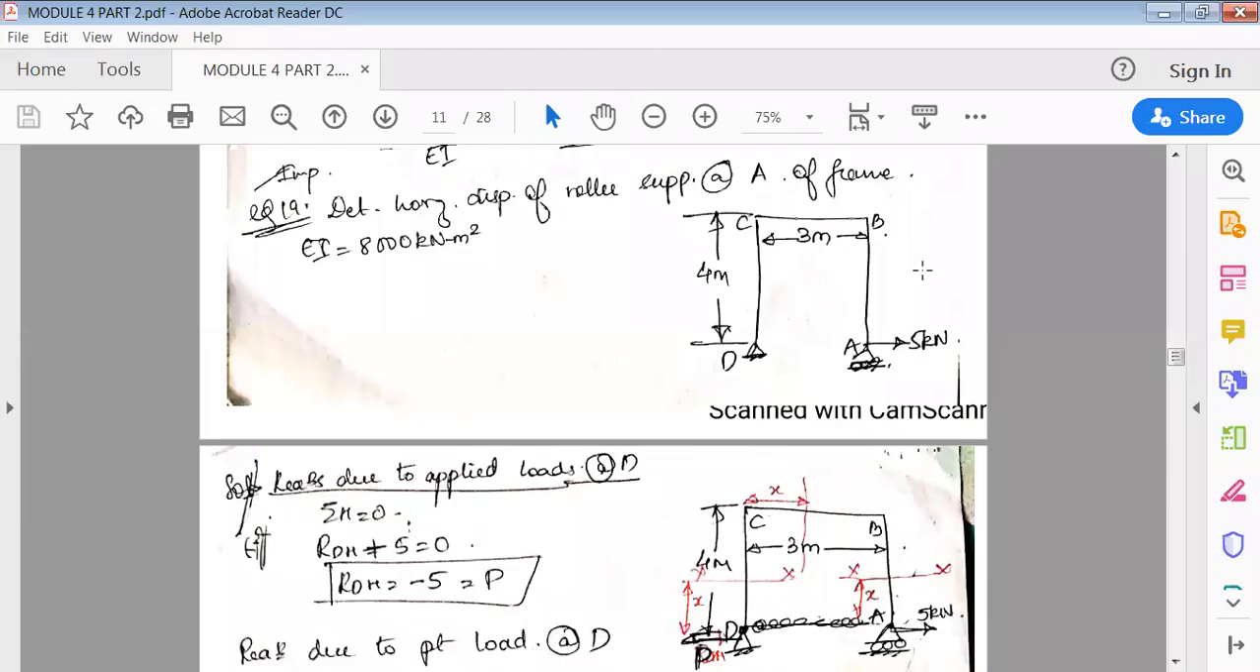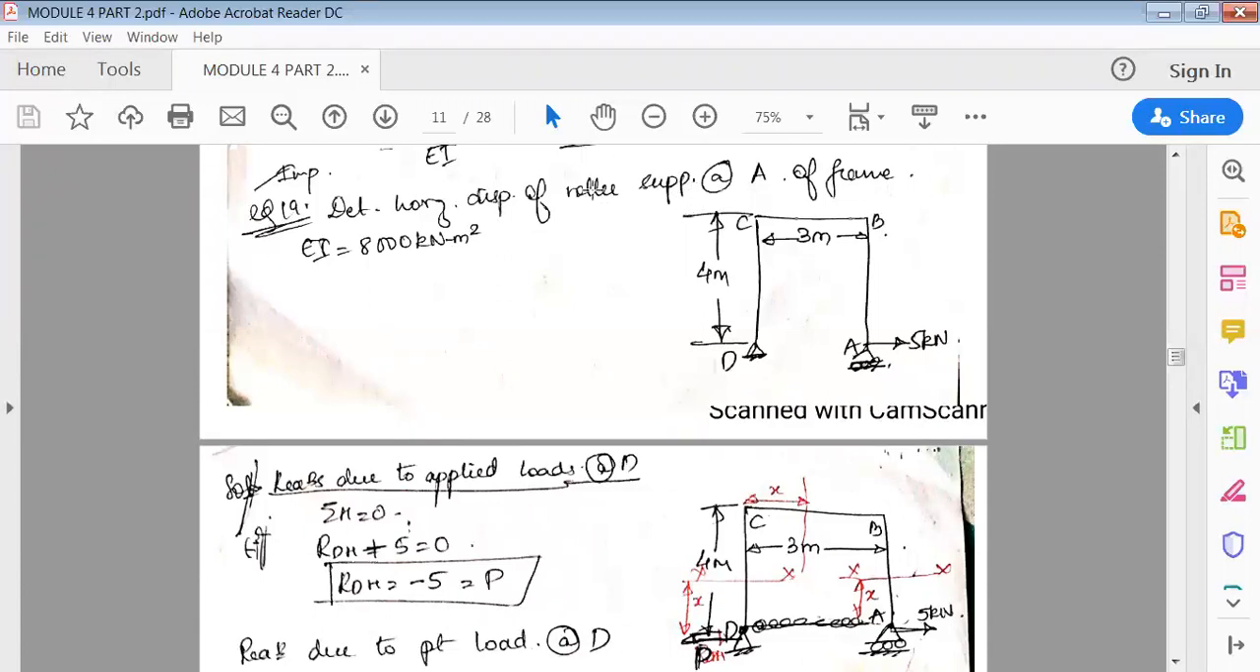Hello everyone. So the next concept is to find the horizontal displacement of the roller support at point A using the unit load method. You can see this is again a frame A, B, C, D, and at A there is a roller support, at D there is a hinge support, and a 5 kilonewton external load is acting at A. So they've asked you to find only the horizontal displacement of the roller support.